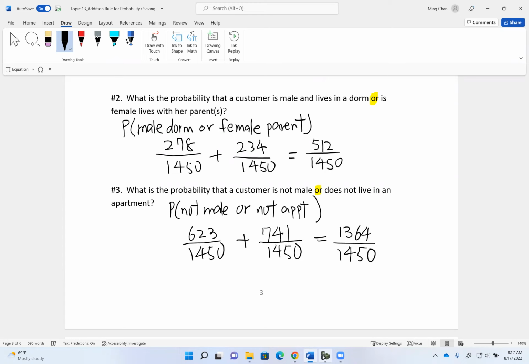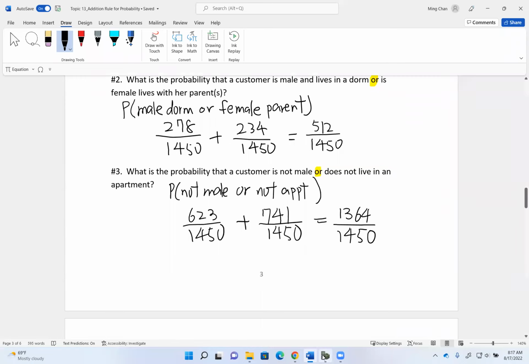Okay. So once again, when we're dealing with the word or in probability, you got to think about, okay, are the two events disjoint, also called mutually exclusive, or are they not disjoint?